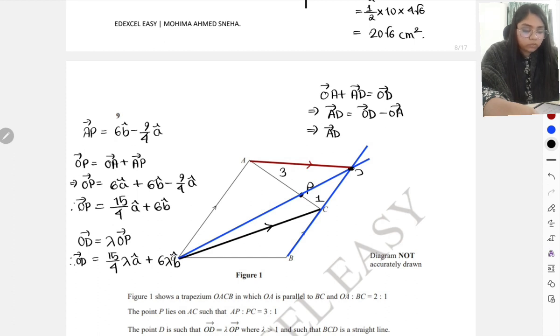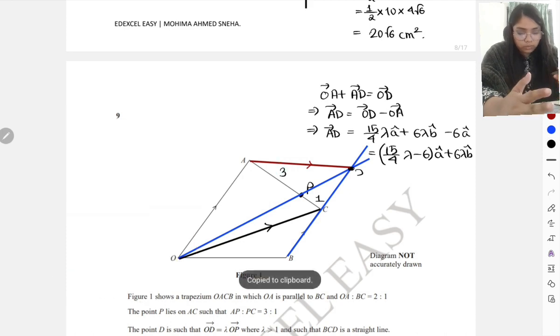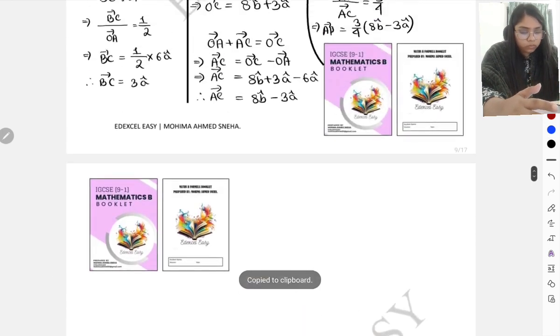So AD is going to be, OD was 15 by 4 lambda A plus 6 lambda B, and OA was minus A, right? So you can finally write it as 15 by 4 lambda minus 6A plus 6 lambda B. Okay, so this is the first expression for AD. So we'll have to arrange it more clearly in the given space over there. So we'll move on to this space, right?